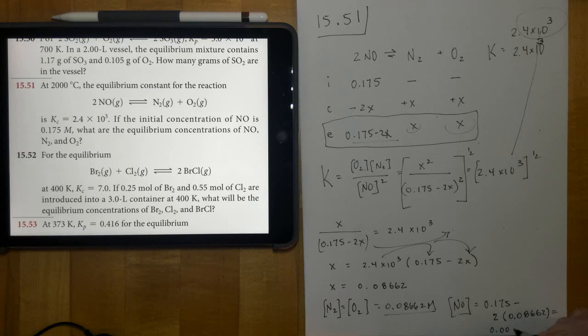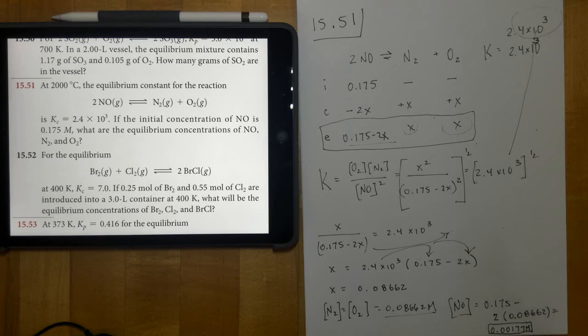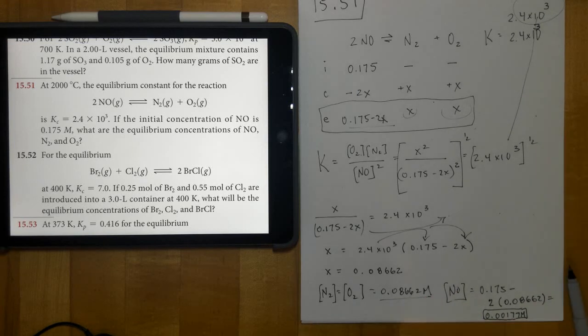0.00177 would be my molarity of my NO at the end. All right, there's a nice table problem.